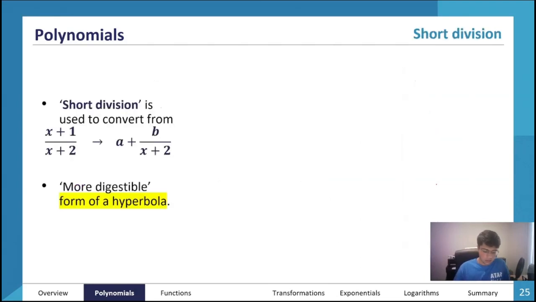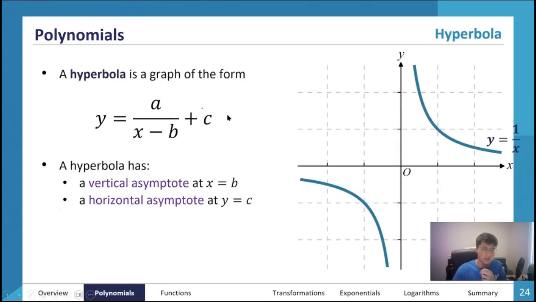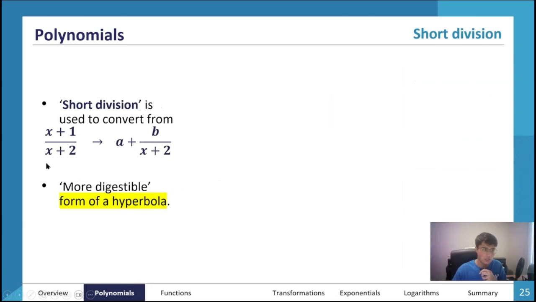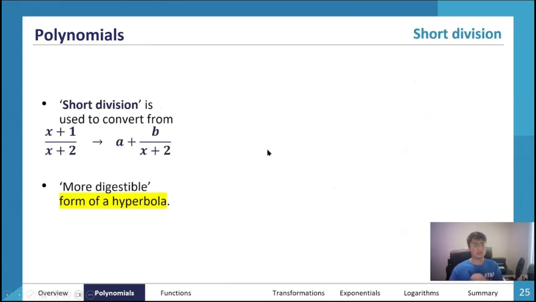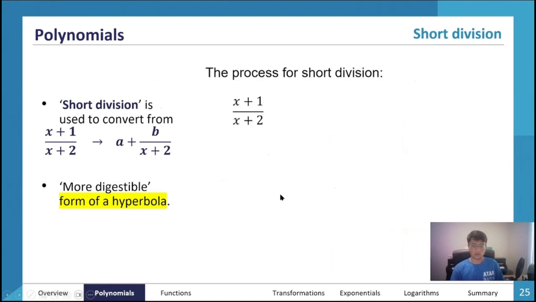Okay, one thing you should know with hyperbola functions is you can use short division to convert it from one form to another. And this makes it a lot easier to work with. So in the previous slide, we looked at this form of a hyperbola, but this is also a hyperbola here. And we can use short division to convert it to this form here on the right, which is a lot similar to what we see in this equation we looked at here. So it's a more digestible form of a hyperbola.